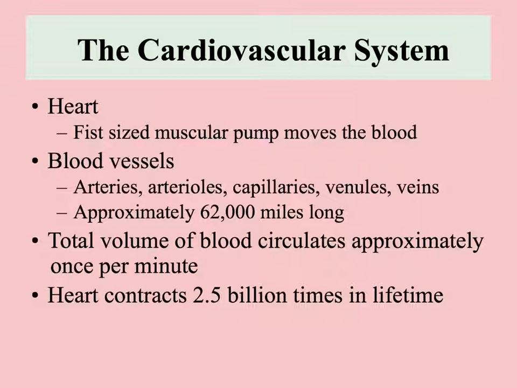Your entire volume of blood circulates approximately once a minute, but of course the speed, the velocity of individual blood cells differs greatly between those that are being pushed out into the aorta at the very beginning of their circle and those that are sort of trickling through the capillaries. And the estimation is that the heart contracts about 2.5 billion times in the average lifespan.